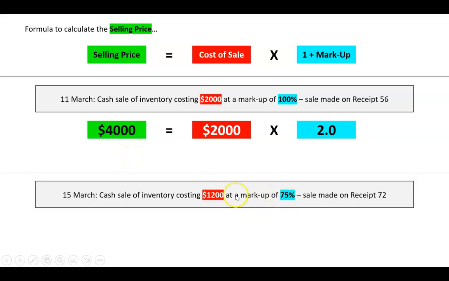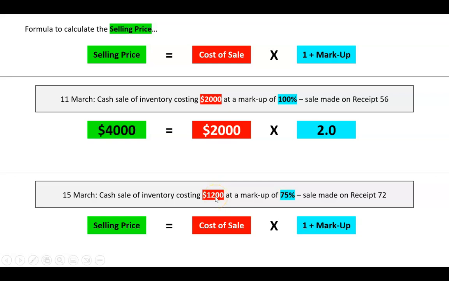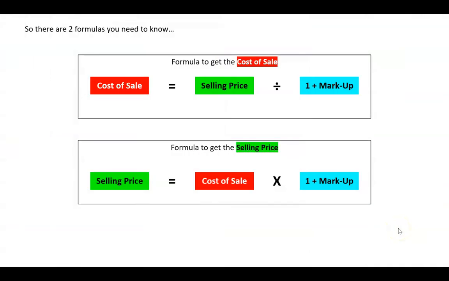What about one that's really tricky? 75% markup. That's quite tough. $1,200 cost at a 75% markup. Let's just plug in what we have into the formula. We've got cost of sale, $1,200, times 1 plus 75% markup. So 75% would be 0.75. So together, that would be 1.75. So really the selling price here is $1,200 times 1.75, which is actually $2,100. But it doesn't matter how tricky the markup percentage we're given is, as long as we've got our formula, we can answer any question there is.